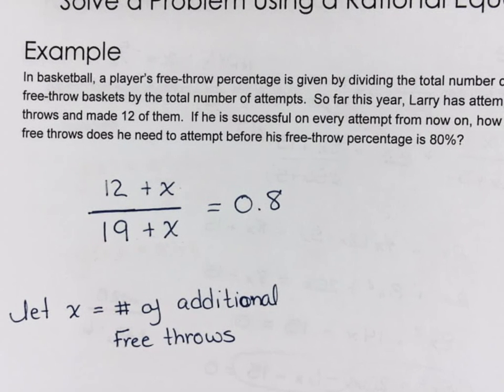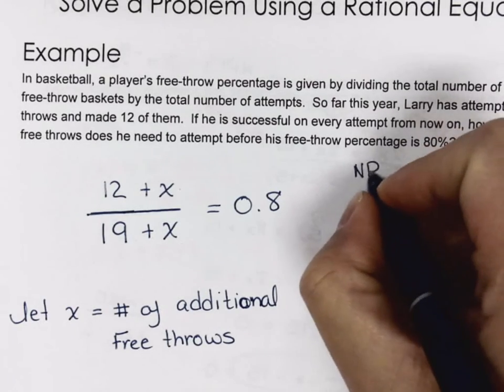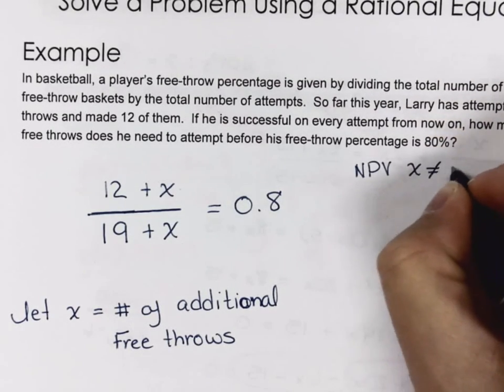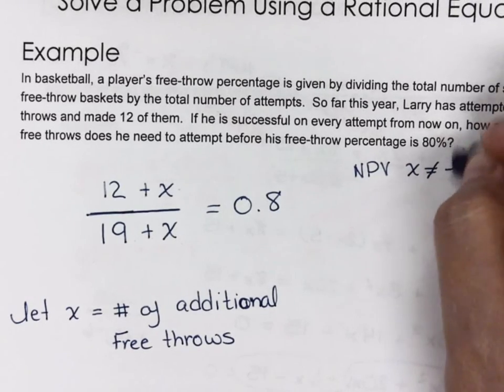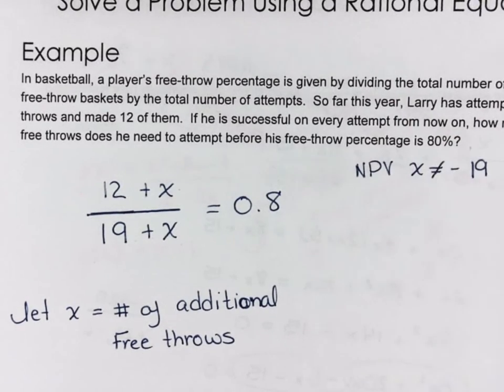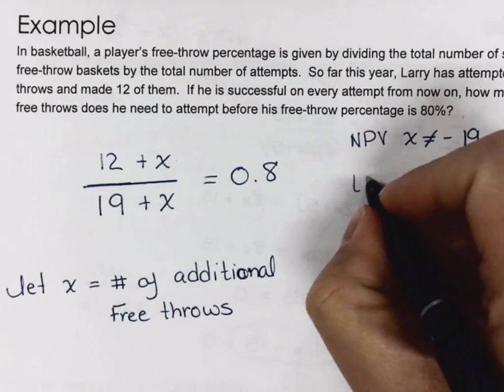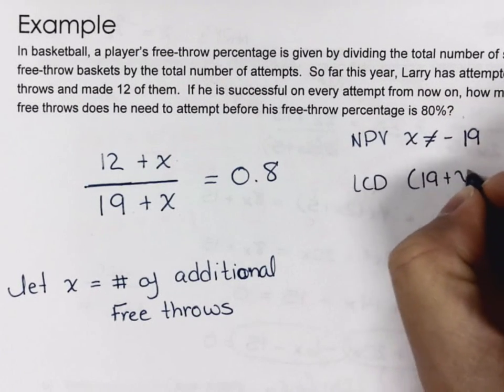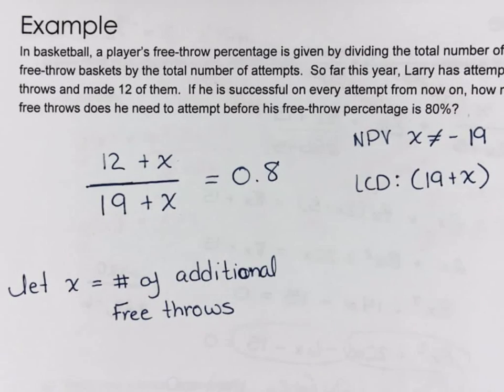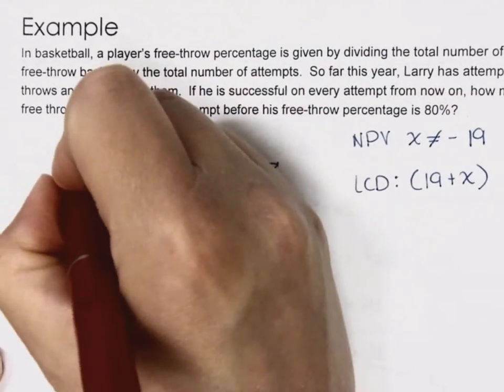What does Larry have to do? Okay, what's our first thing? Factor everything. Step two, non-permissible values. I almost wrote down 79. But does that make sense? X cannot equal negative 19. Well, X shouldn't be able to equal any negative number anyway. But our non-permissible value is that. And it was already factored, so I didn't need to do anything.